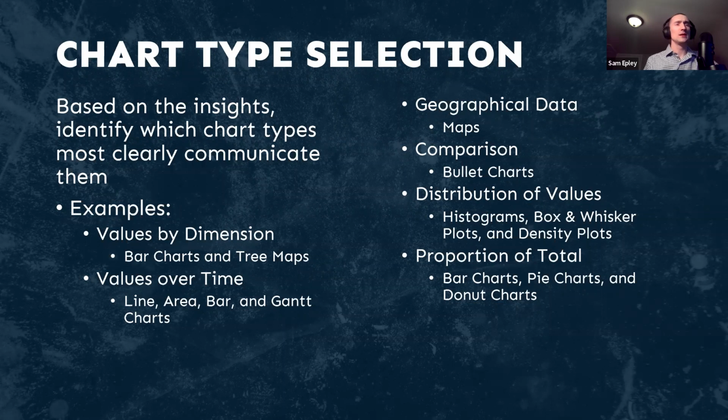When it comes to geographical data, generally maps are a pretty good way of doing that. Within Tableau, there are several different ways that you can do that. You have your circle maps, you have filled maps, and then you have custom polygon or shape maps, like if you're using a hex map.